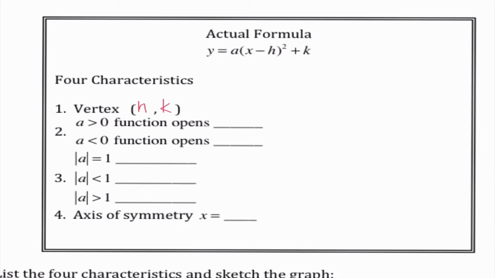Our second characteristic is about how the parabola is opening. If a is greater than 0, it is up. If a is less than 0, then it's going down. The third one is going to be about the width of our graph. We say if the absolute value of a is equal to 1, that it is normal. If the absolute value of a is less than 1, then we say that is fatty. And if the absolute value of a is greater than 1, we call it skinny. And notice that it is absolute value, so even if it's -3, that would be something that is skinny because the absolute value is greater than 1.